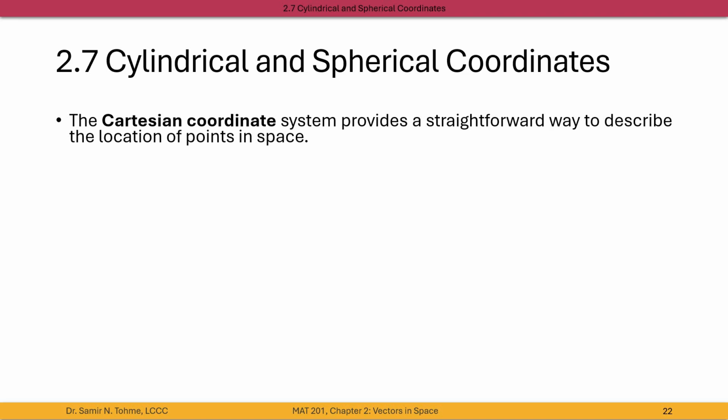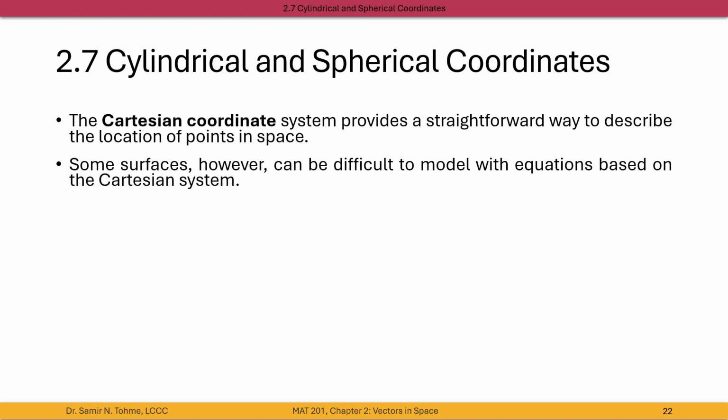In section 2.7, we will discuss cylindrical and spherical coordinates. The Cartesian coordinate system provides a way to describe the location of points in space. The Cartesian coordinate system, also known as the rectangular coordinate system, or the Euclidean, provides a way to describe the location of points using x, y, and z coordinates. However, some surfaces can be difficult to model with equations based on the Cartesian coordinates.